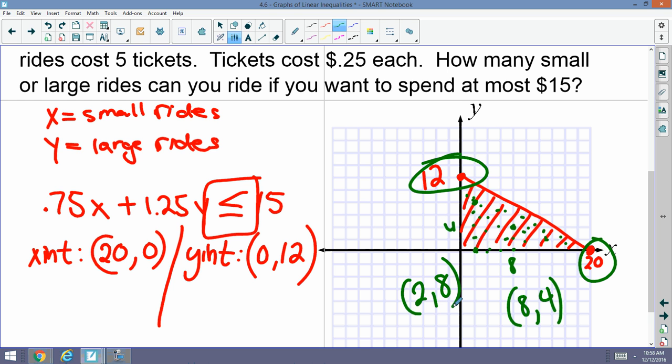But you can't do 20 large rides. It says or. Yeah, you can do 20 and 0. I'm sorry, these are small rides. Yeah, that's what I'm saying. You can't do 20 large rides. No, you can do 12 large rides. So you could do (0, 12).